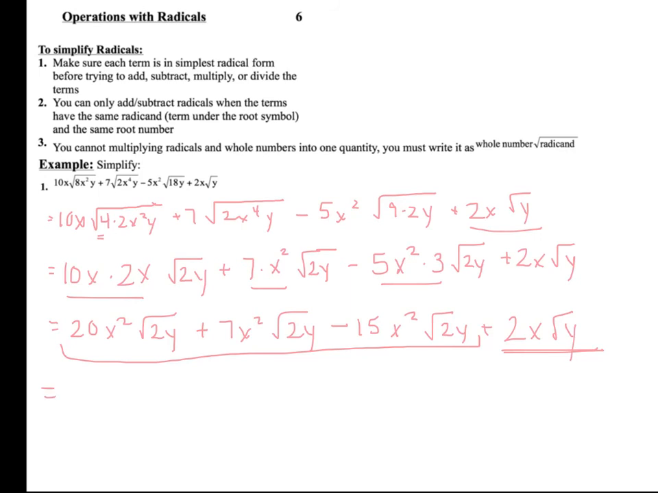So 20x squared plus 7x squared is going to give me 27. Minus 15 is going to give me 12x squared. And the square root of 2y is treated kind of like a variable. You don't simplify it at all, just add it. So it just stays the square root of 2y when you add or subtract. And then that 2x squared y is going to be added on because there's no other like terms that can be combined with that.